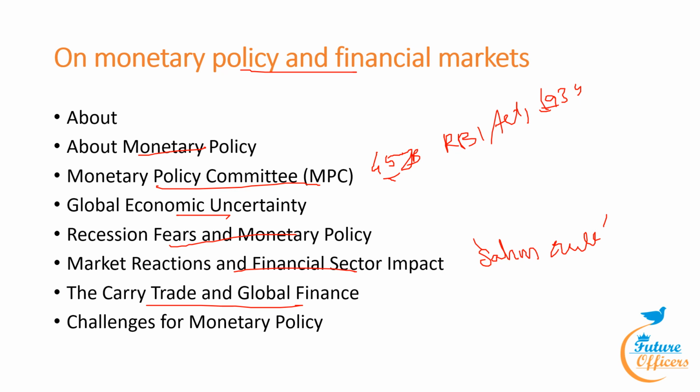Next, the carry trade and global finance. The Bank of Japan's interest rate increase disrupted the carry trade, where investors borrowed at low rates in Japan to invest in foreign markets. The rate hike led to higher borrowing costs and selling pressures in other markets as investors adjusted their portfolios. Domestic policy decisions such as low interest rates in Japan have significant ripple effects on global financial activities and other economies.